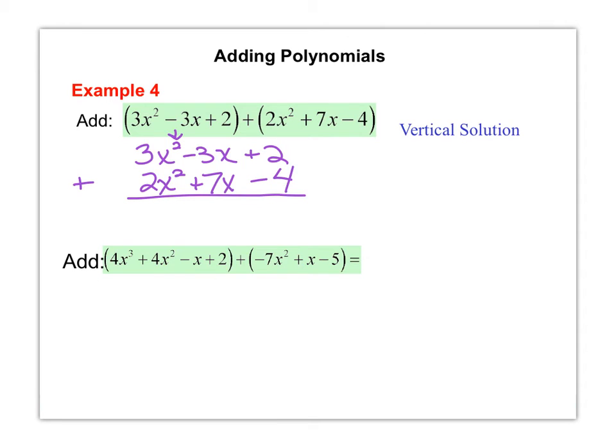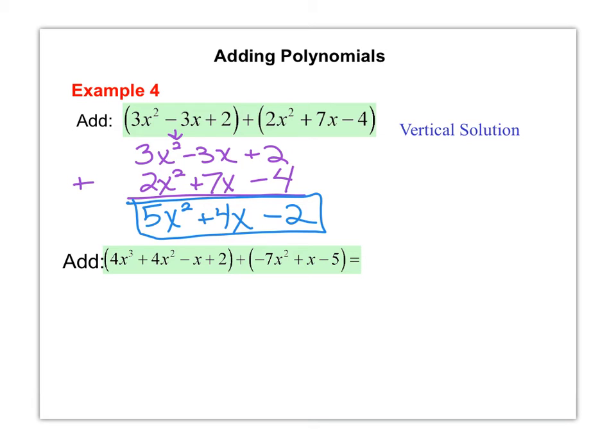Now that we have this vertical setup, we can add going straight down. For the first column, 3x squared plus 2x squared gives us 5x squared. Then minus 3x and a plus 7x, by combining those like terms, is a plus 4x. And then the plus 2 minus 4 is a minus 2. So our solution, when we're adding those polynomials using a vertical solution, can be written in this way.